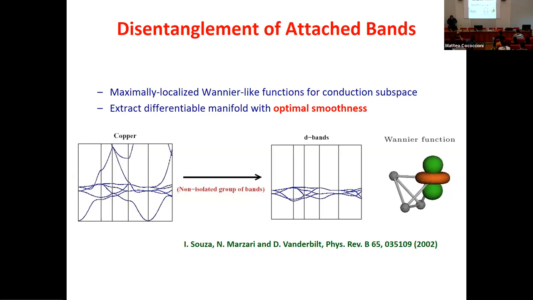So the second step, that's where Ivo Souza came in, is what do we do if we don't have a composite group of bands? That is, if we don't have these bands that we mix together, but they are not separated across the Brillouin zone from other manifolds. And I use the example of copper here, and this is the band structure of copper, to tell you what we would like to do. And now we have gone from something exact to something heuristic.